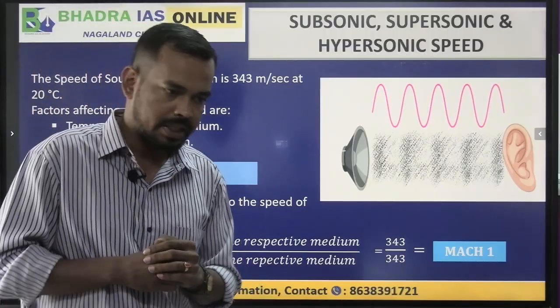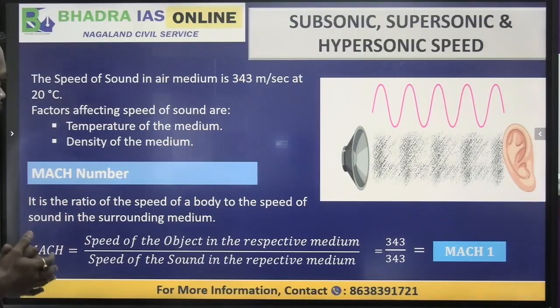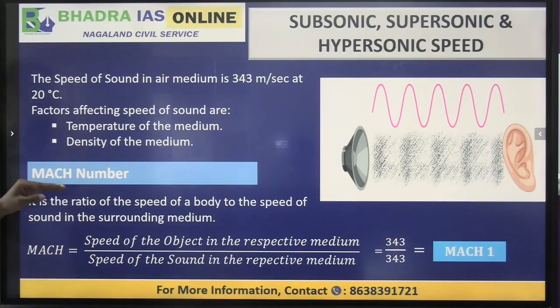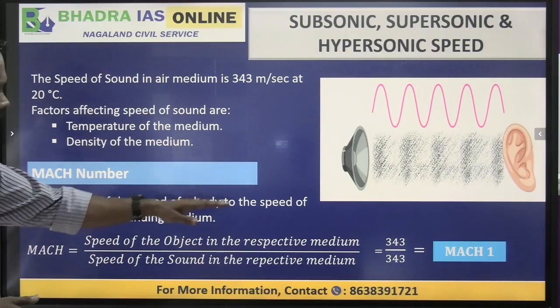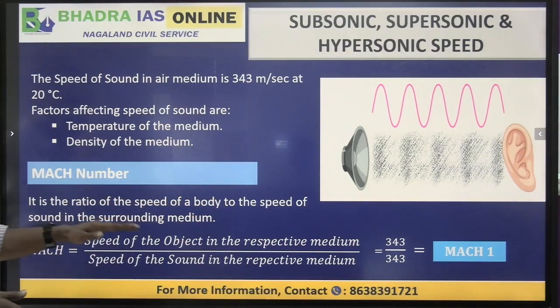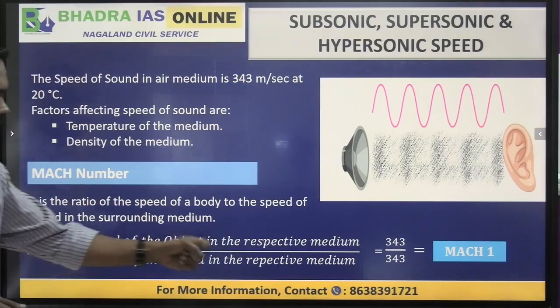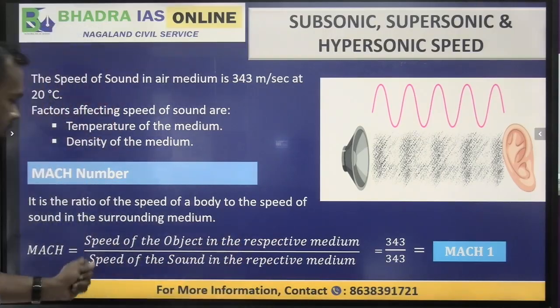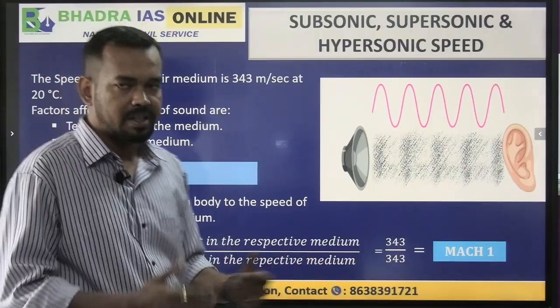Now we'll see the next concept, that is Mach. What is basically the Mach number? Mach is basically the ratio of the speed of the body to the speed of sound in the surrounding medium. So it means Mach is the speed of the object in the respective medium, and the speed of the sound in the respective medium.